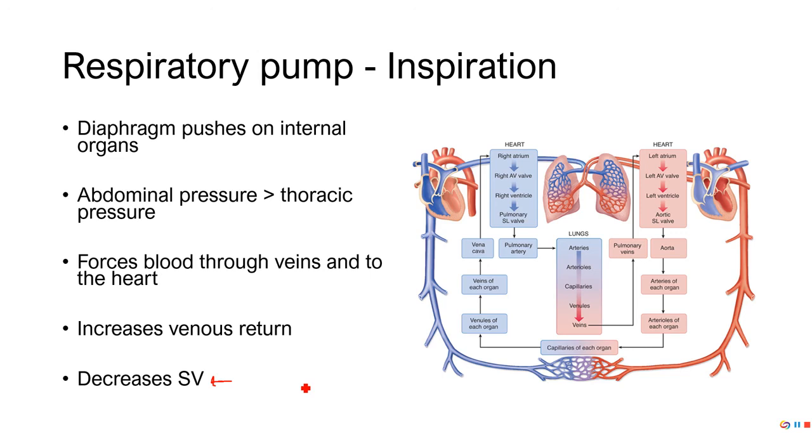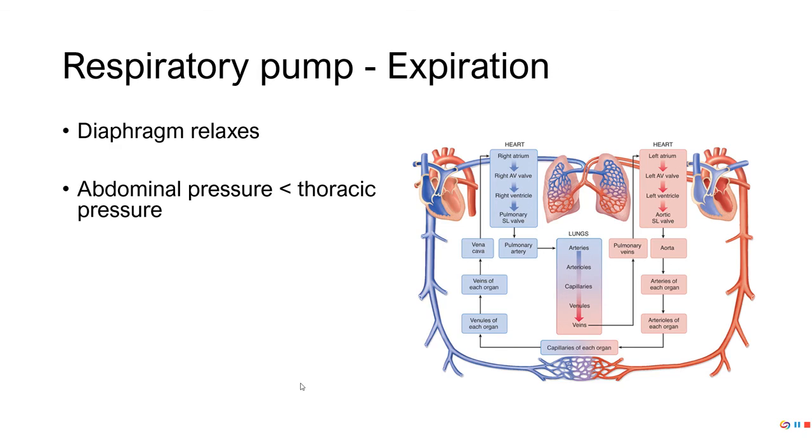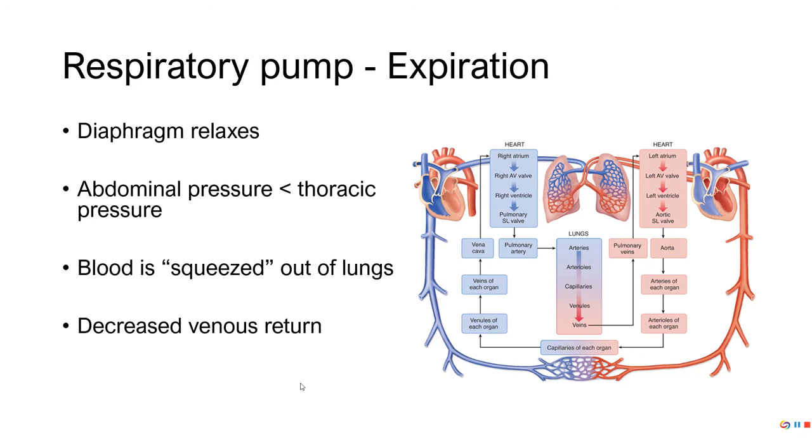And that sounds bad, but we don't just breathe in. We also breathe out. So our diaphragm relaxes, abdominal pressure is less than thoracic pressure, and so now we've got a pressure gradient that's going from the thoracic cavity to the abdominal cavity, and that squeezes blood out of the lungs, which also decreases venous return. But as we're squeezing blood out of our lungs, we're increasing stroke volume, and blood is able to leave the heart, not the body, leave the heart and go to the rest of your body.